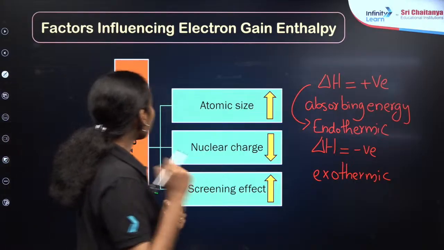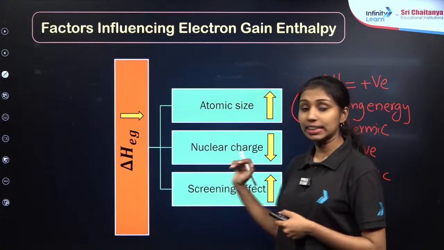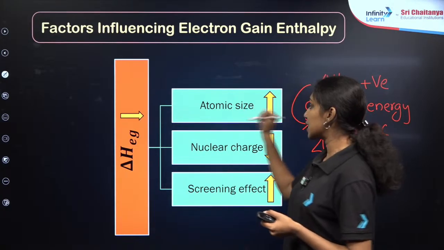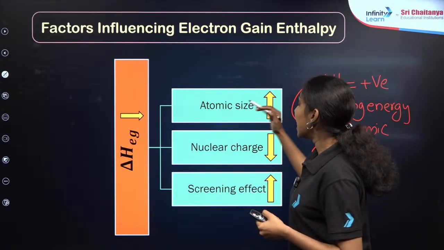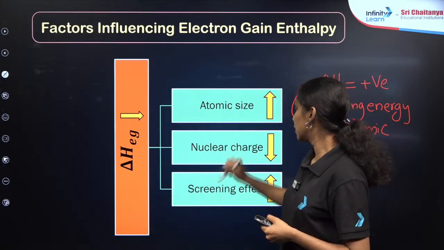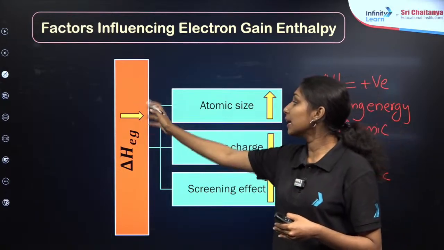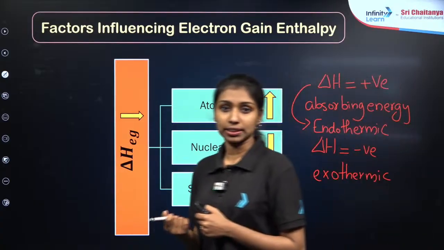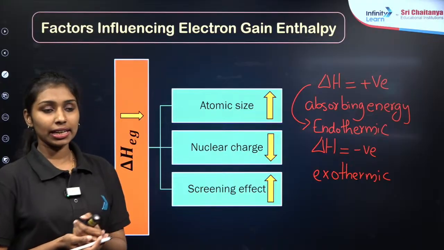Now we are talking about the factors influencing the electron gain enthalpy. These are the main factors affecting it. First one is the atomic size. There is an inversely proportional relation between atomic size and electron gain enthalpy, which means as the atomic size increases, the electron gain enthalpy decreases, right? Similarly, if the nuclear charge decreases, the electron gain enthalpy decreases. There is a directly proportional relationship. And when we consider the screening effect, as the screening effect increases, the electron gain enthalpy decreases, right? Clear?